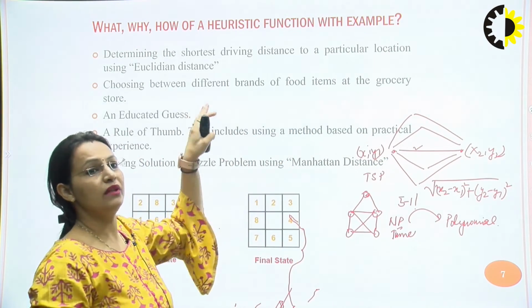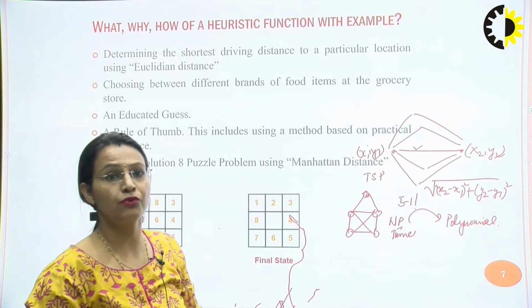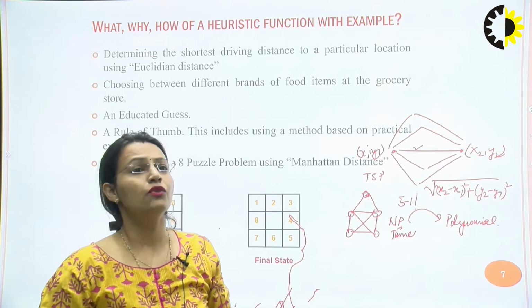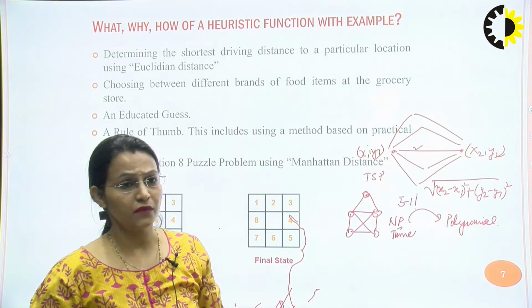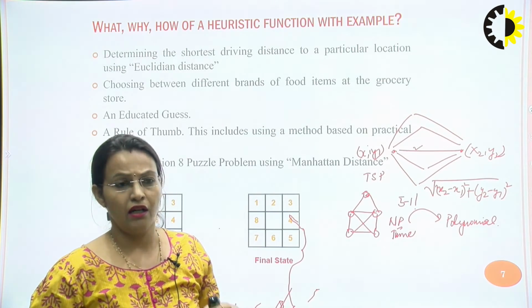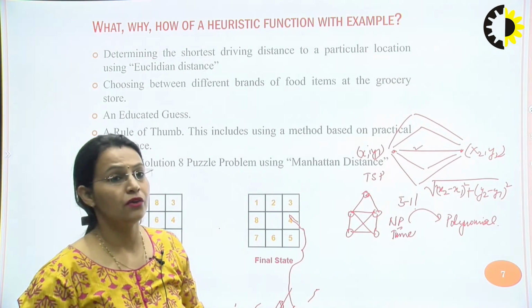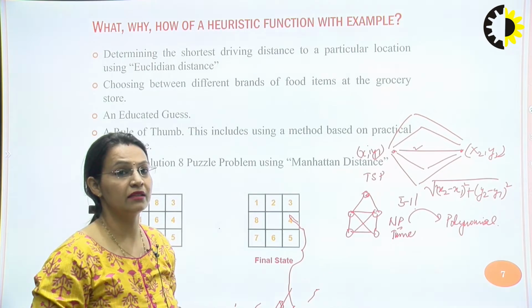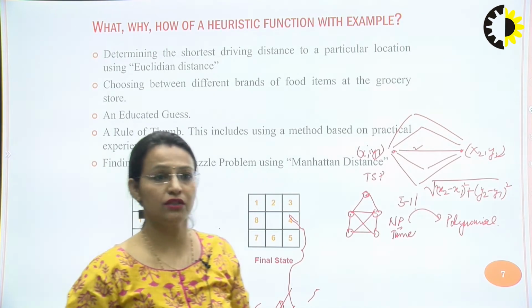Then the second example is choosing between different brands of food items at the grocery store. Third could be an educated guess. That means you can make a guess according to your previous experiences. Rule of thumb can also be applied. That means that you have some practical experience of anything.